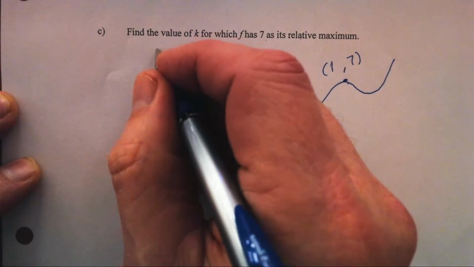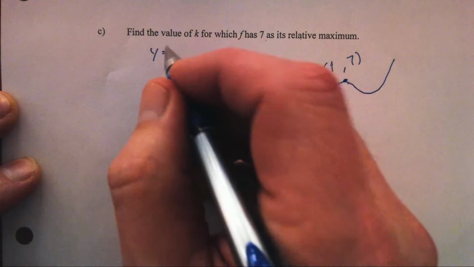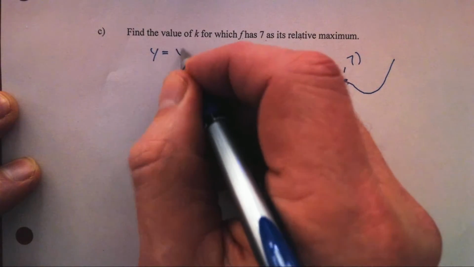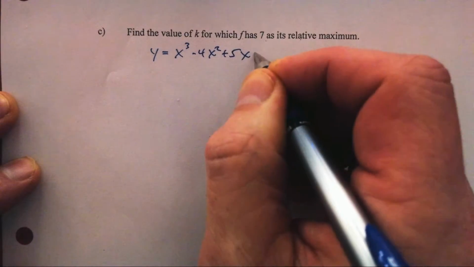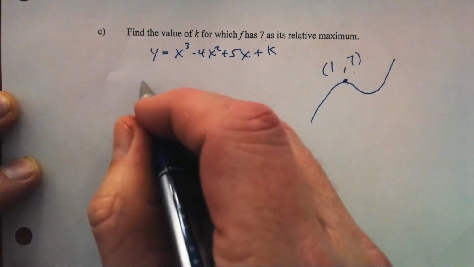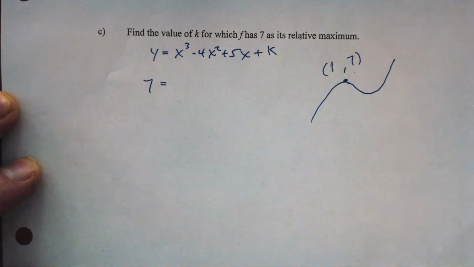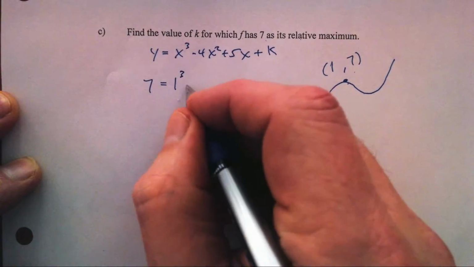Here's my original function. I'm going to rewrite it just so we can see it all at one point. We get y is x cubed minus 4x squared plus 5x plus k. So I want y to be 7 when x is 1.